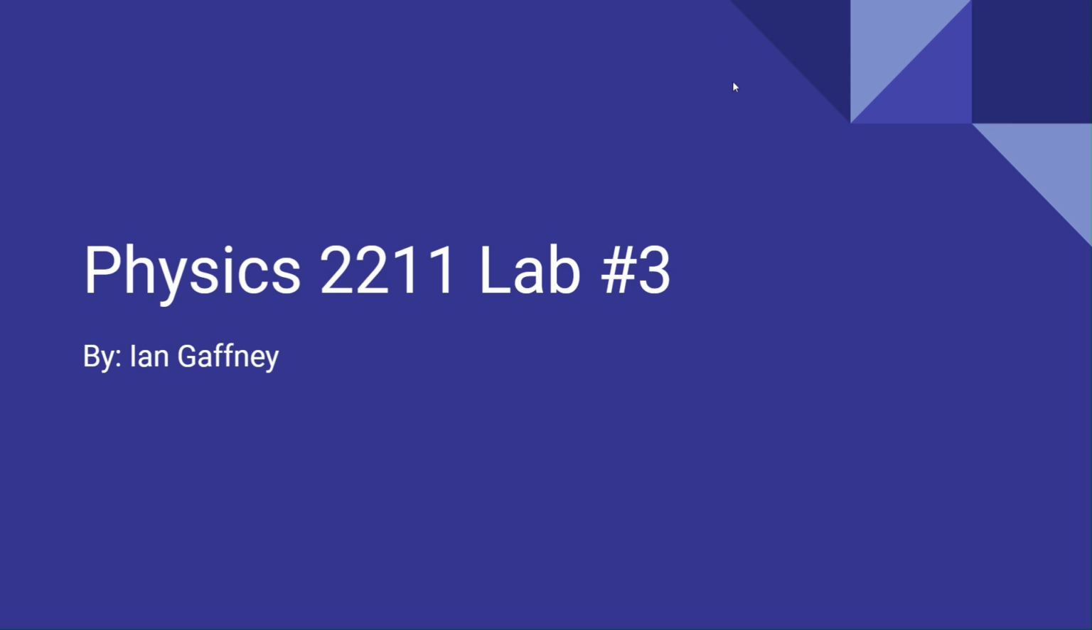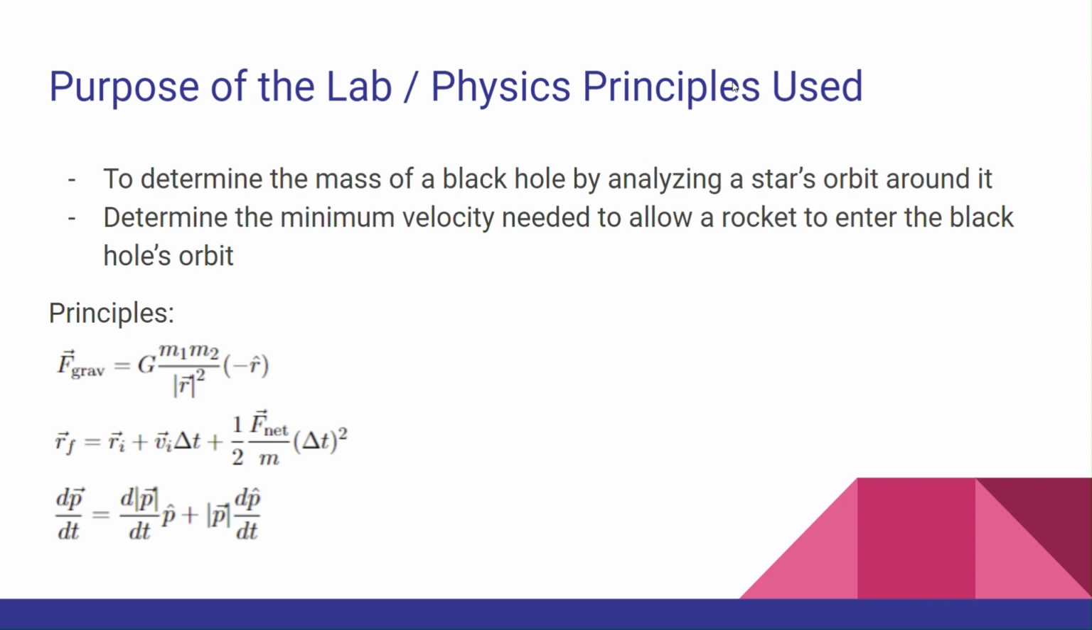Let's get started. Okay, so what's the purpose of this lab? For part 1, we're supposed to determine the mass of the black hole by analyzing a star's orbit around it. And then in part 2, we're supposed to determine the minimum velocity needed to allow a rocket to enter the black hole's orbit without crashing into the black hole or the planet that it's leaving from.